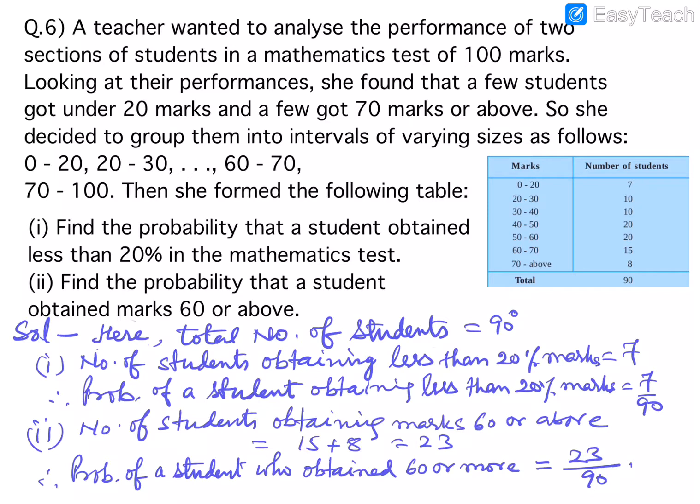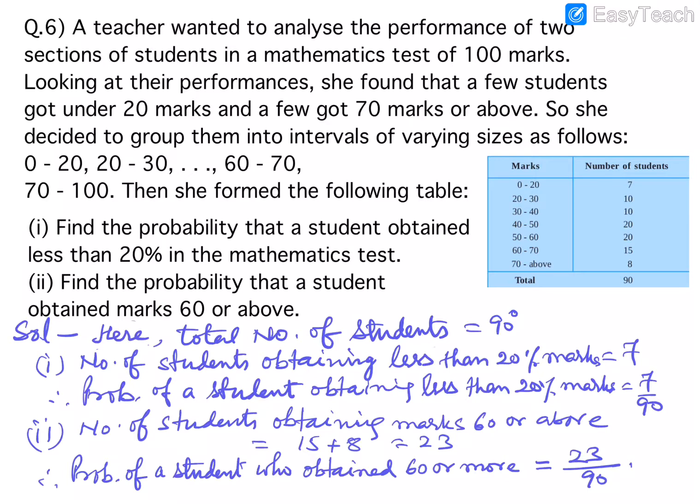These intervals are of varying sizes because here the gap is 20 but here the gap is 10, but in last group the gap is 30. Now our question is find the probability that a student obtained less than 20% marks in the mathematics test, and secondly find the probability that a student obtained marks 60 or above.